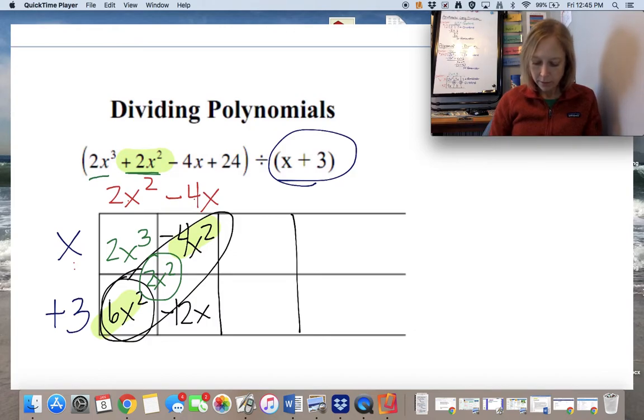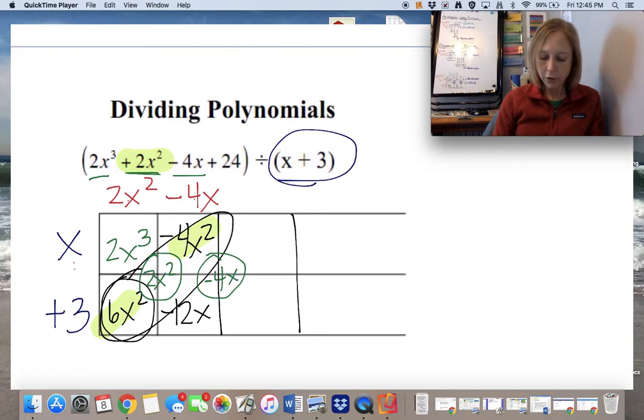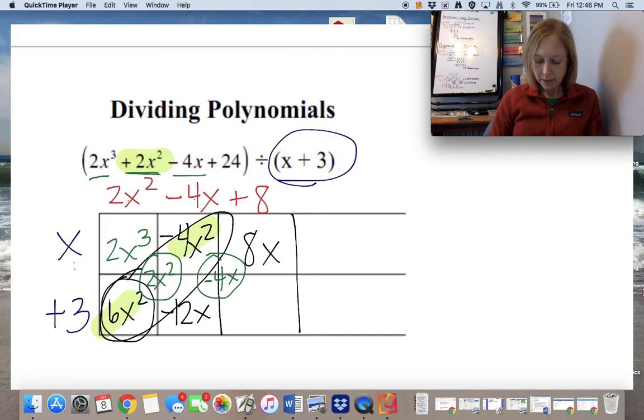Whatever I put in that top box needs to be equal to a negative 4x. So what do I need to add on to negative 12 to turn it into a negative 4? It would be a positive 8x. Now that I have a term at the top, I go back and say x times what is 8x? It would be a positive 8. 8 times 3 is 24.